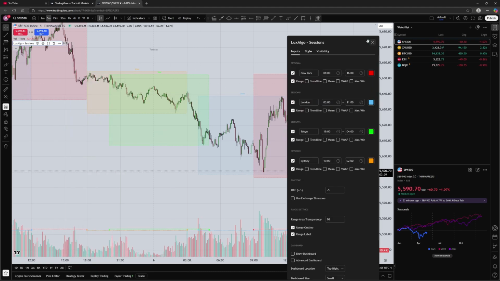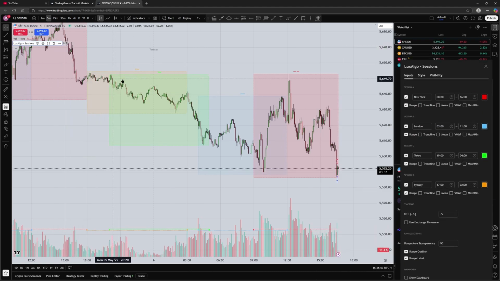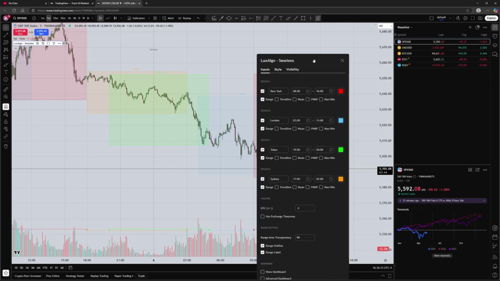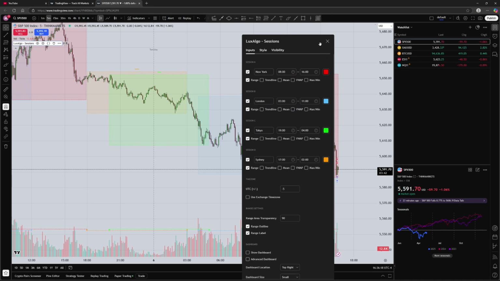Tokyo. Okay, Tokyo's over here, from there to there. Sydney, from there to there. So in between Sydney and New York, there's a break where it closes. You can't trade. Go walk, go do whatever.